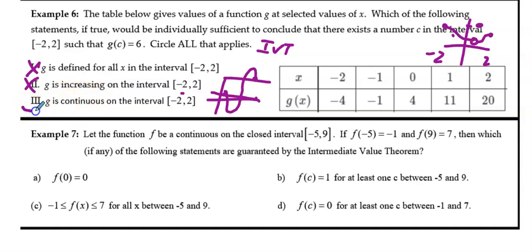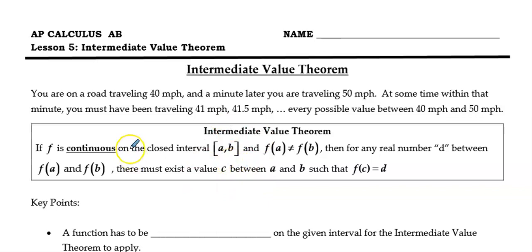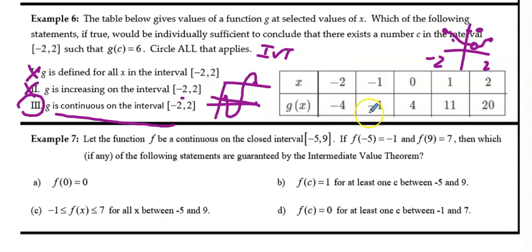The only one that does is going to be 3, because if g is continuous on the interval negative 2 to 2, then you already know, based on the theorem we said before, that if it's continuous on an interval and f of a doesn't equal f of b, we can say it. From the chart, f of negative 2 is negative 4 and f of 2 is 20. They're not equal to each other. So if g is continuous on the interval and f of a does not equal f of b, then I can say this by the theorem. This is an example where you really do have to know the theorem pretty well. And if you know how to write it out, then this should make more sense to you.